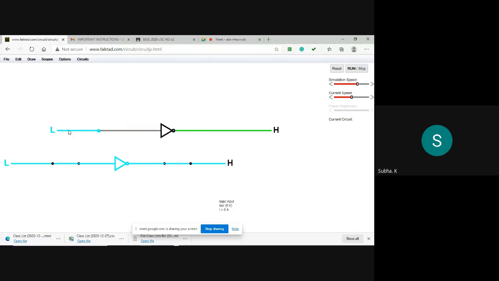First, when the input is low, the output will be high. Okay, 0 means 1 because it's an inverter, NOT gate, it has a bubble. So input is low means output will be high and input is high means output will be low. So let me check what will happen if I am setting high. As you can see, the output is toggling to low. So this is how you will be verifying. What is the name of the gate? NOT gate. Okay.